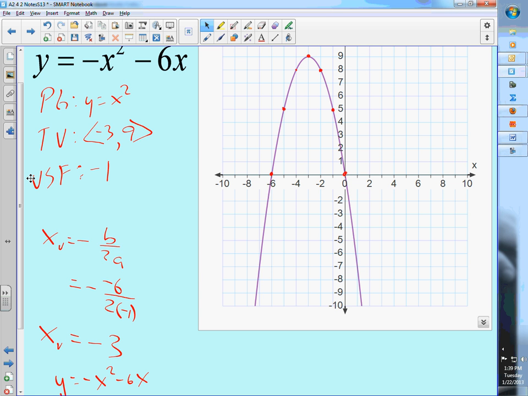Now, we've done everything in isolation, very little application. But the things that become important, which points are important? The vertex is typically important. What else? What other points in a parabola are important? The x-intercepts would be what I would consider the other 2 most important points, and in some cases they're more important than the vertex. Depends on the question. The x-intercepts are at 0, 0, and negative 6, 0.